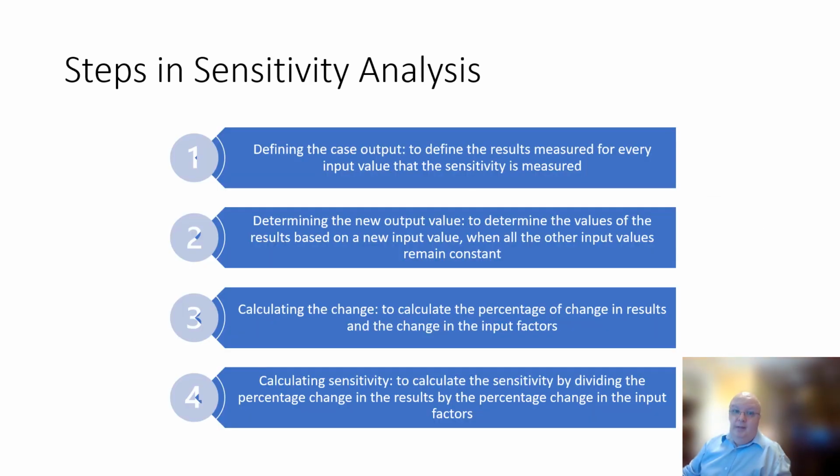There are 4 steps in sensitivity analysis. Step number 1, defining the case output: to define the results measured for every input value that the sensitivity is measured. Step number 2, determining the new output value: to determine the values of the results based on the new input value when all the other input values remain constant.